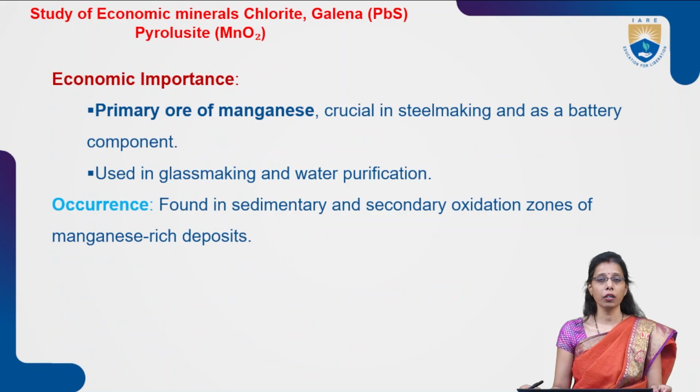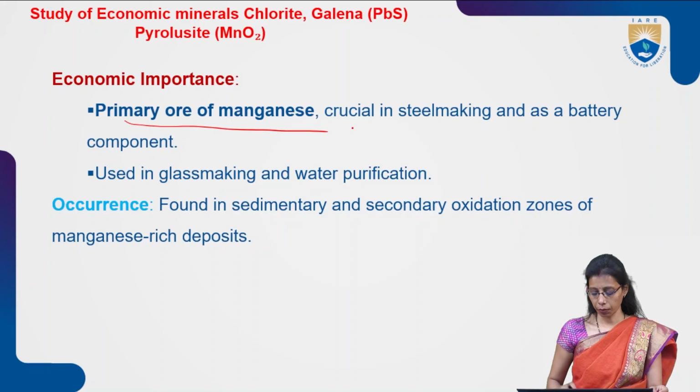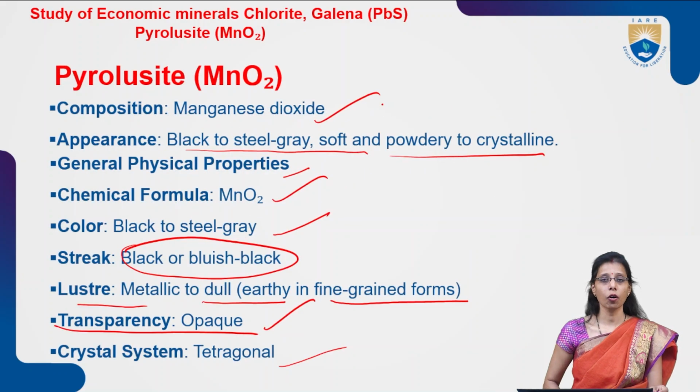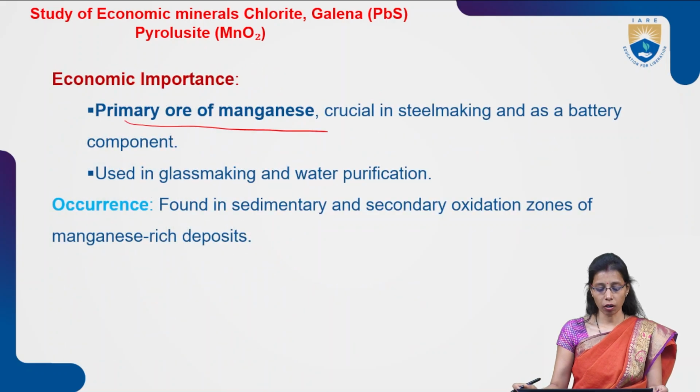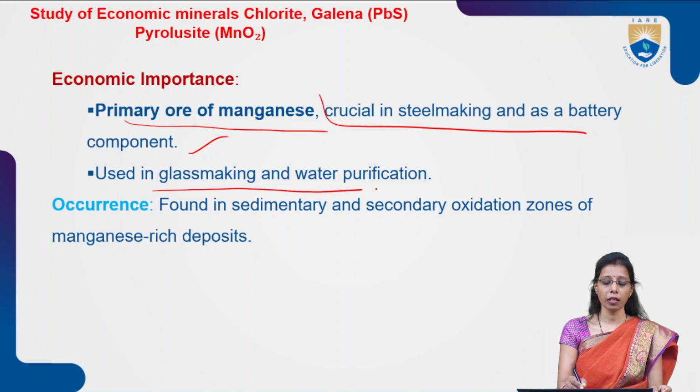Now, as for economic importance, it is very important in the industrial field. It's a primary ore of manganese. Because it has a manganese dioxide composition, it is used as the primary ore of manganese, and it's crucial in steel making. It's also used as a battery component, in glass making, and in water purification.